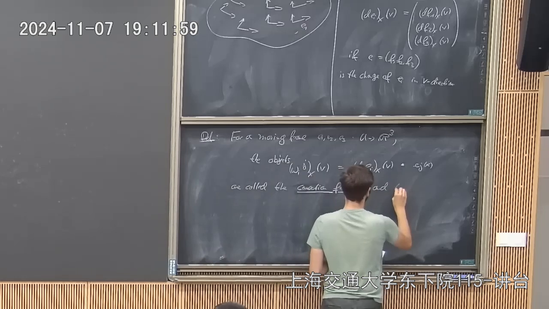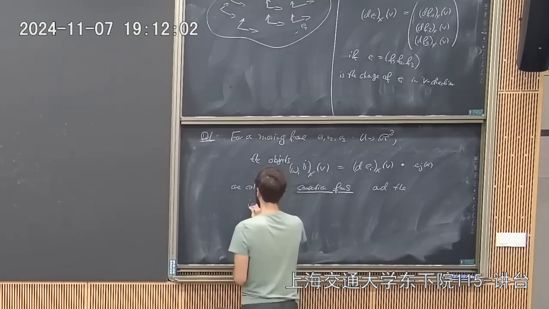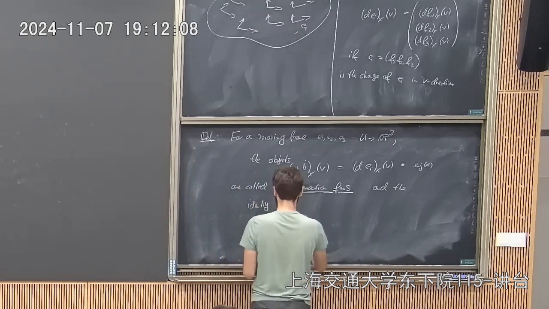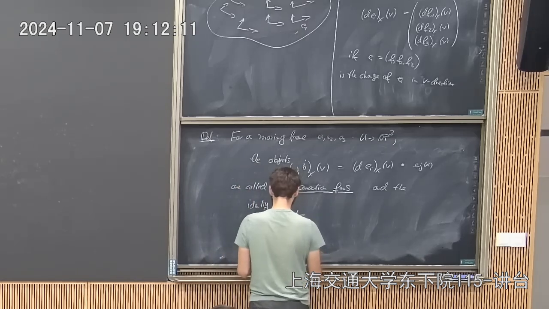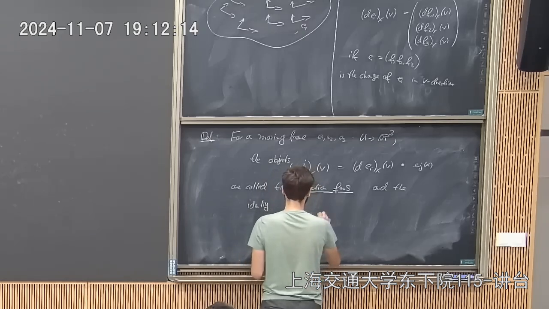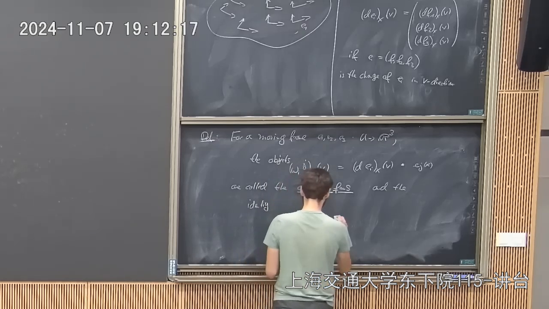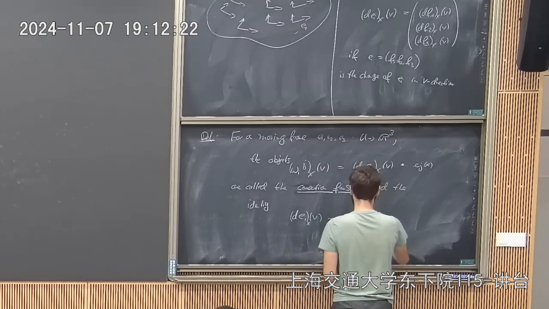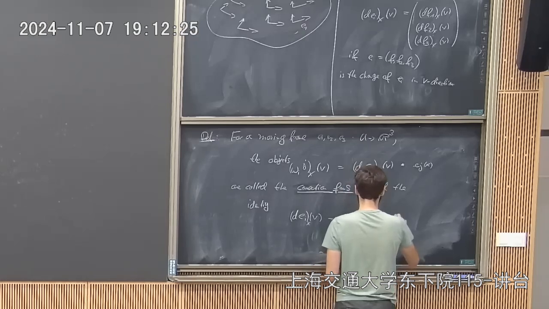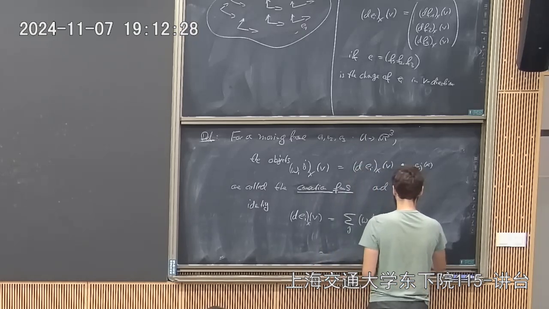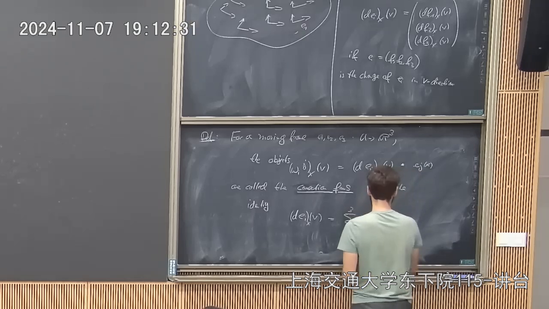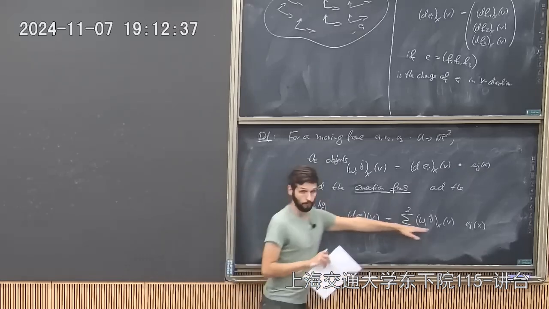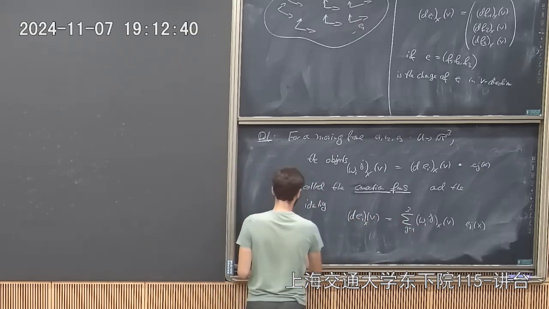And the identity which was saying that dEi in the direction of v equals the sum over j of omega ij at x and v times Ej, just like the identity from which they were defined, is called the connection equation.